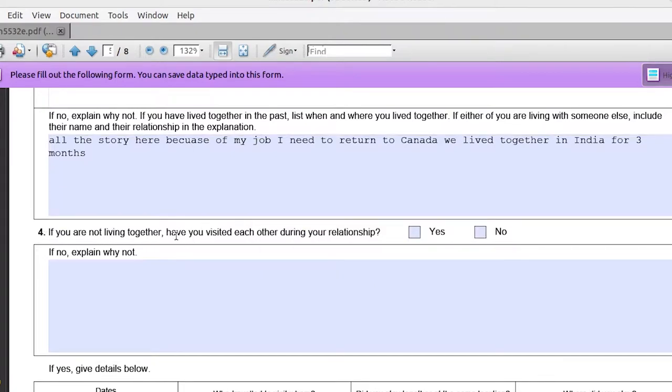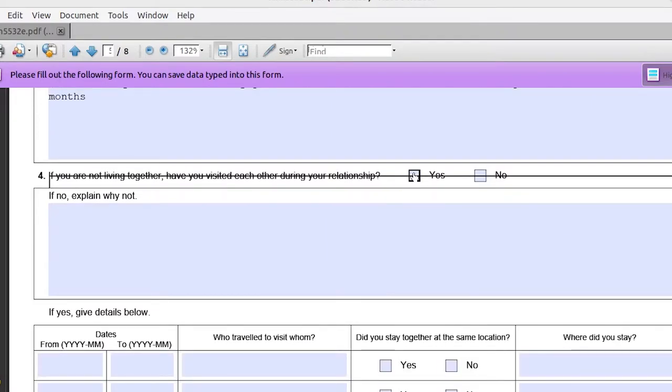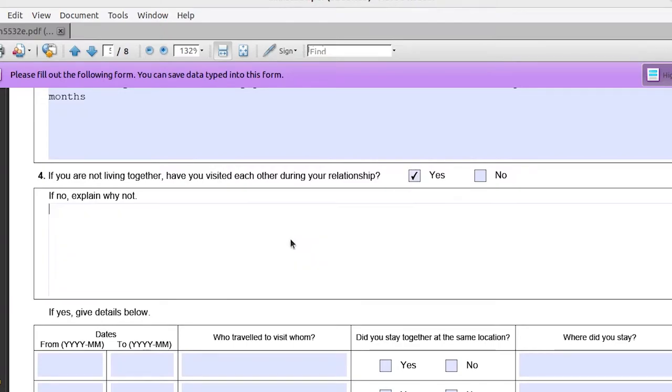So if you are not living together, have you visited each other during your relationship? Yes, during my relationship, I visited India for my marriage. Then again, you need to explain whatever the situation was. Because it was an arranged marriage, I needed to go back to India to get married. Then I moved back to India in the month of October. Then we got married in the month of December. Then we lived for three months. For the sake of my job and to resume my job and responsibilities back in Canada, I moved back to Canada. So you need to write the entire story here.